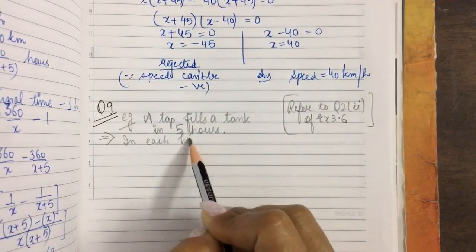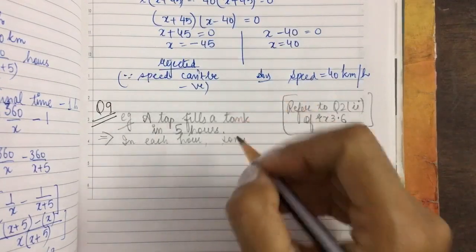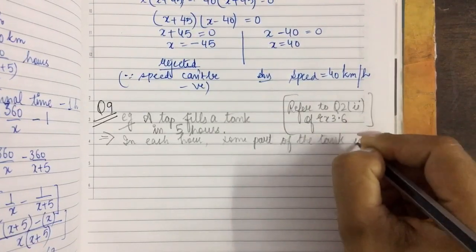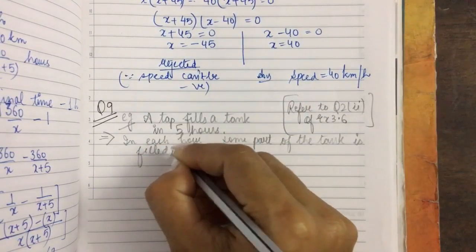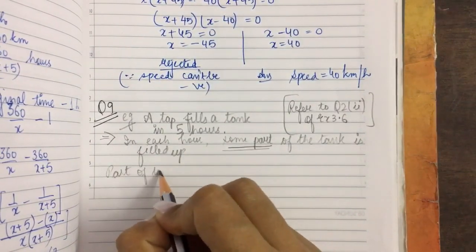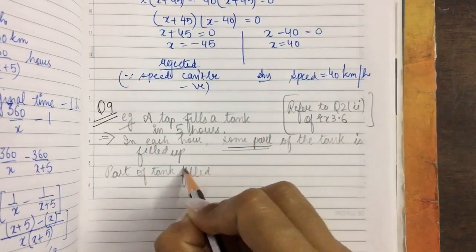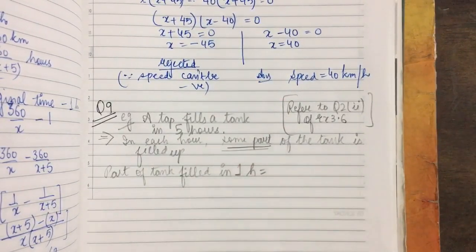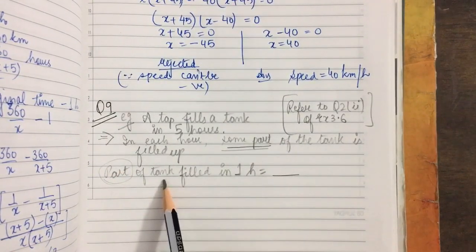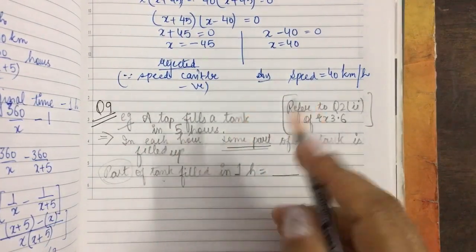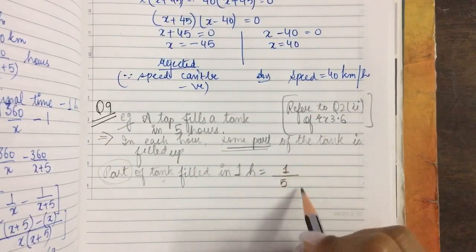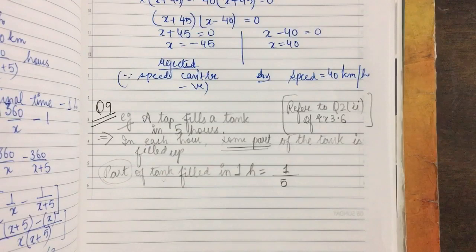Considering that a tap takes 5 hours to fill a tank, this means in each hour some part of the tank is filled up, and we want to know how much part is filled in 1 hour. Part of tank filled in 1 hour will be given by a fraction because we are calculating part of a tank. The total time will be in the denominator, and for 1 hour we will have 1 in the numerator. So 1/5 of the tank is filled up in 1 hour.